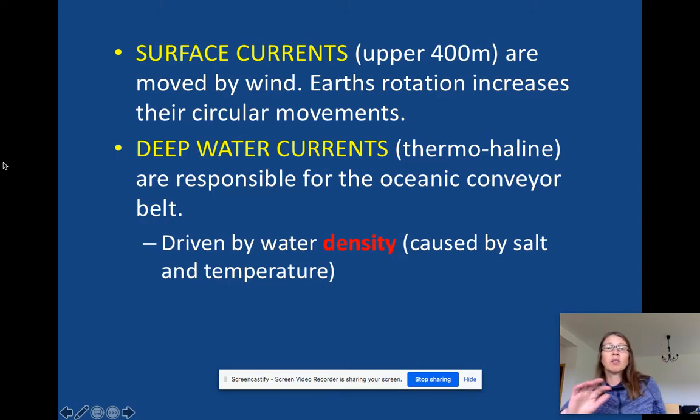So surface currents are moved by the wind, and the Earth's rotation can increase those circular movements, right? And that's just the upper 400 meters. But we also have a lot of these deep water currents. And those deep water currents are driven by water density, and that has to do with salt and temperature. So they call it the thermohaline circulation.